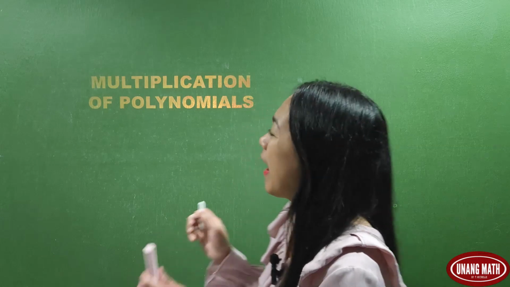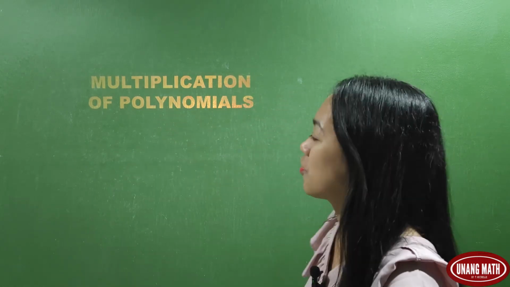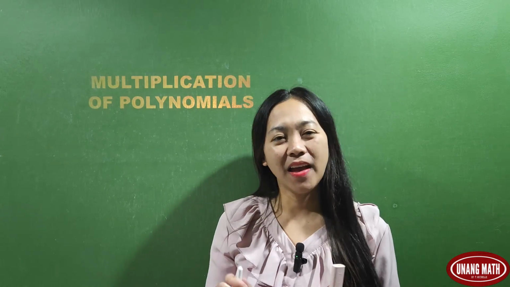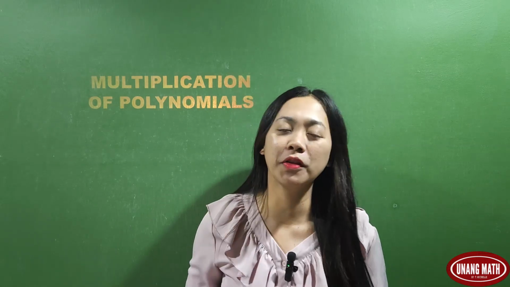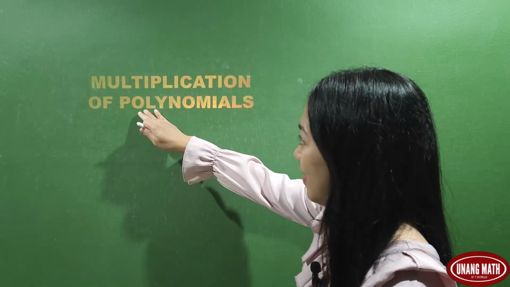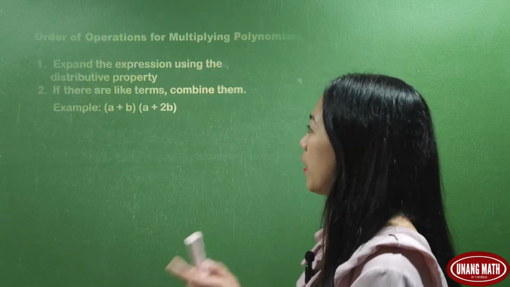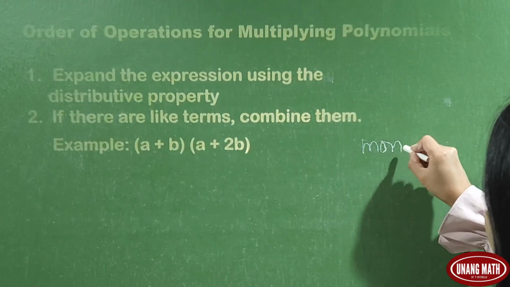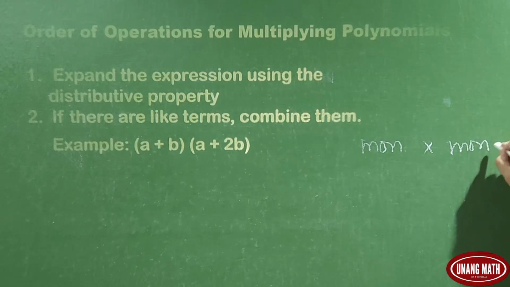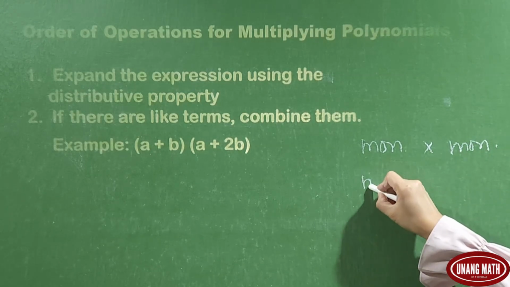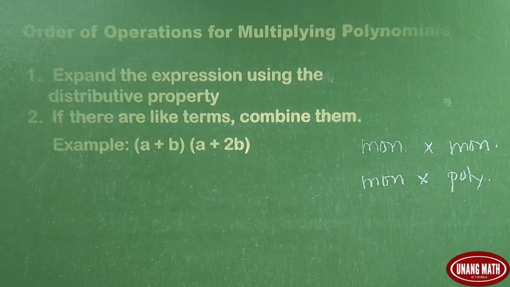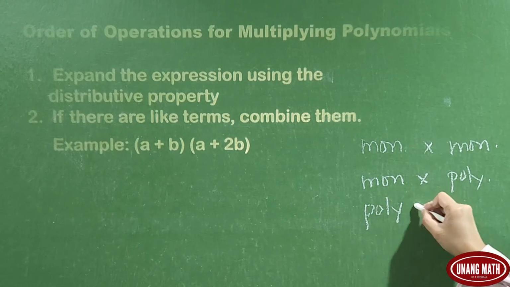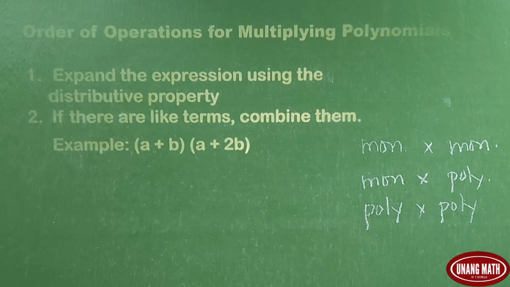In this episode, I will be discussing this lesson, multiplication of polynomials. As we know, a polynomial has one or more terms. If it's one term, that's what we call a monomial, but a monomial is still a polynomial. We already studied how to multiply a monomial times another monomial, and also a monomial times a polynomial. This time, we will be multiplying a polynomial times another polynomial.